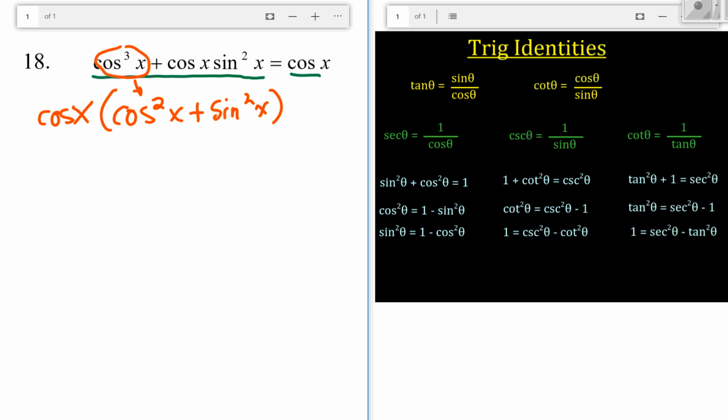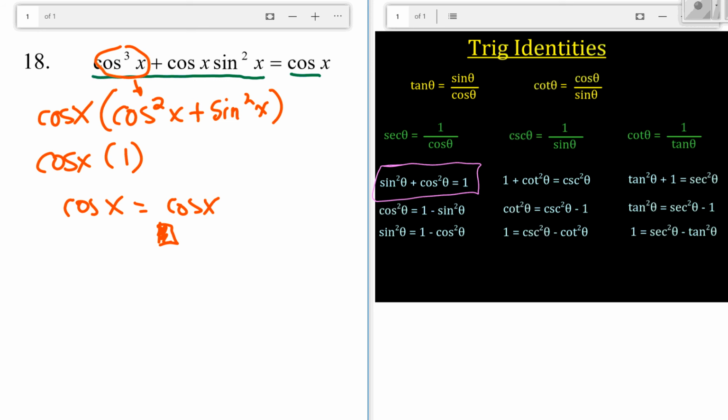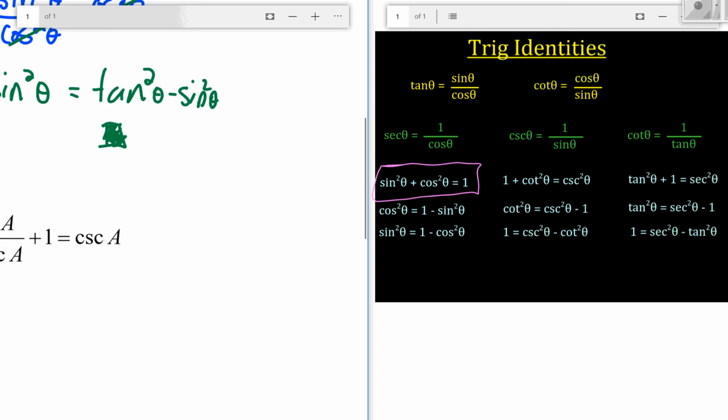And then, conveniently enough, look at that. We've got sine squared x plus cosine squared x equals 1. So that means this is cosine x times 1, which is cosine x. That looked pretty daunting, but it was just a 3-step proof. The trick on this one was to factor out a cosine from both terms, and then what was left over was cosine squared plus sine squared, which is just 1. Okay, let's head over to 19.